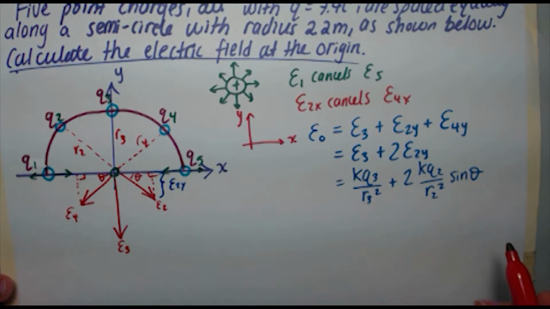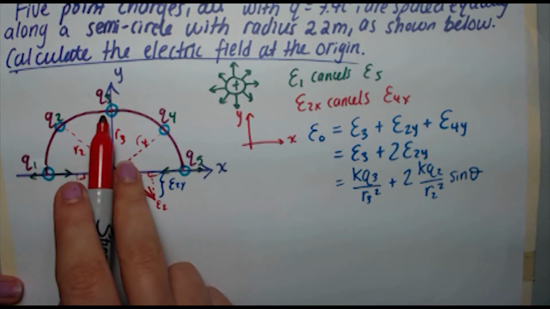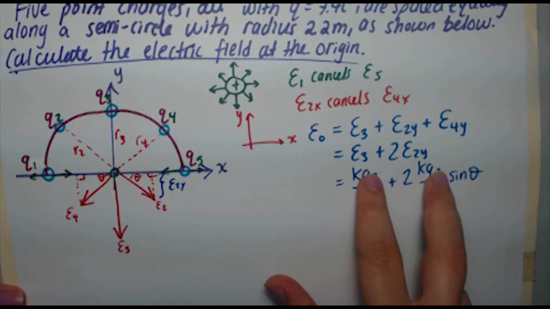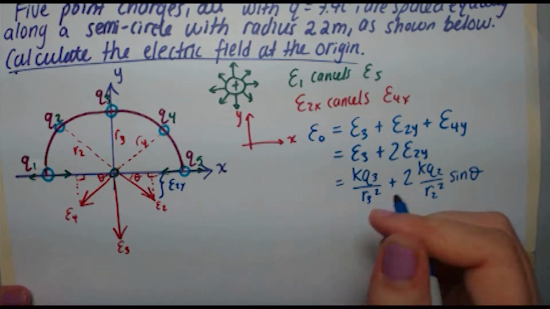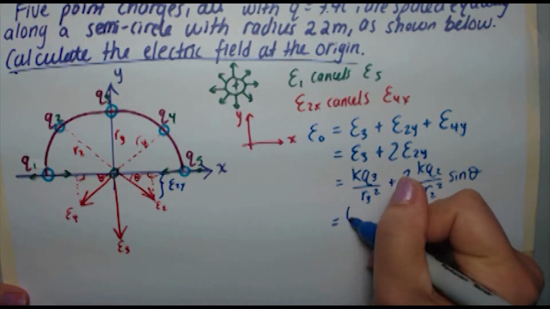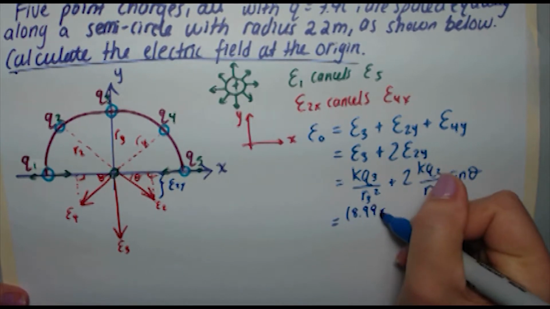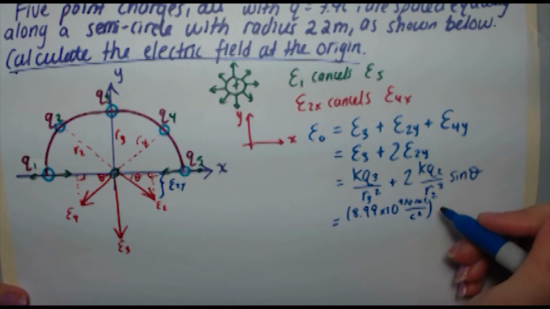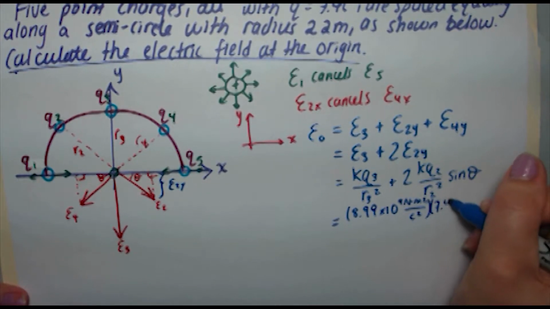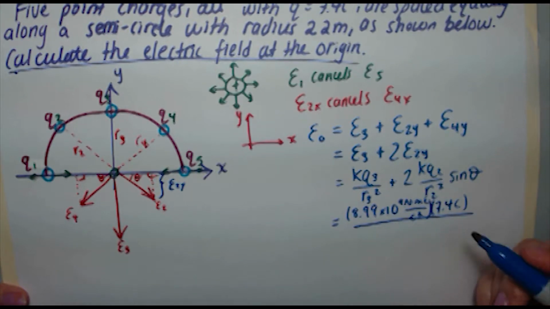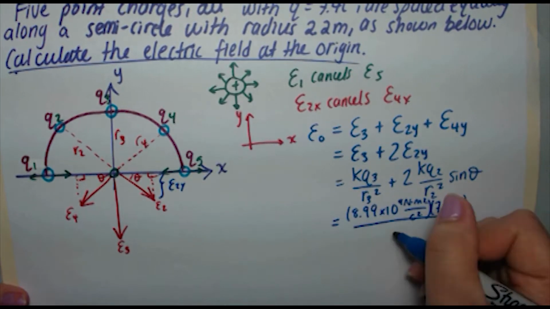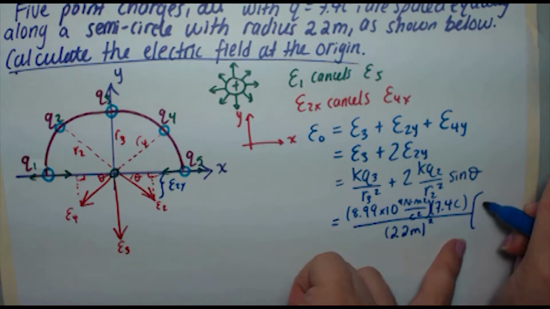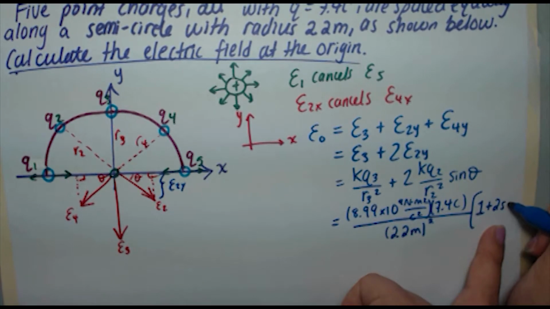So in fact, r3 and r2 are the same, and also Q2 and Q3 are the same, because they're the same magnitude. So what we're going to actually do is factor kQ over r squared out, and I'm going to plug it in now that I'm factoring it out. So k is 8.99 times 10 to the 9 newton meters squared per coulomb squared. My charge is 7.4 coulombs, divided by the distance squared. The radius is 2.2 meters. Remember that has to get squared. And in brackets, if I divide it out of the first term, I'm left with 1, and from the second term, I'm left with 2 sine theta.